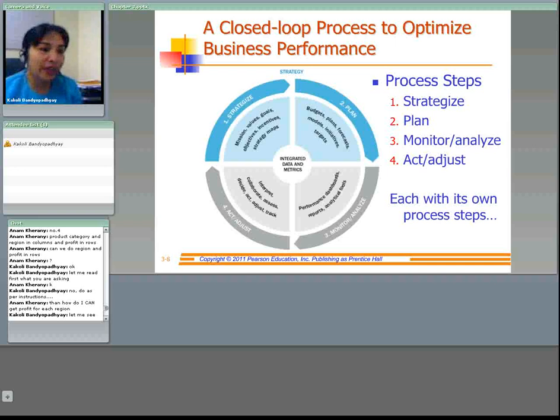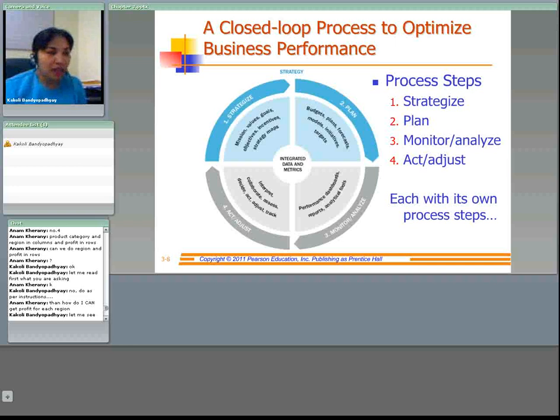And you know, we can use performance dashboards. We have already designed a dashboard, so you have seen. We can use a dashboard to monitor. We can look at reports, and we can use other analytical tools like OLAP and OLTP for analyzing.